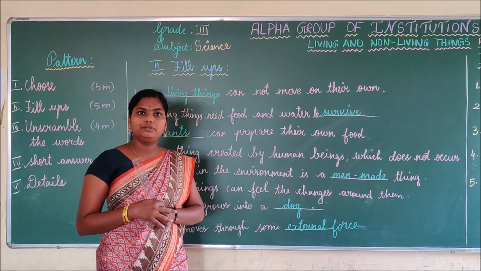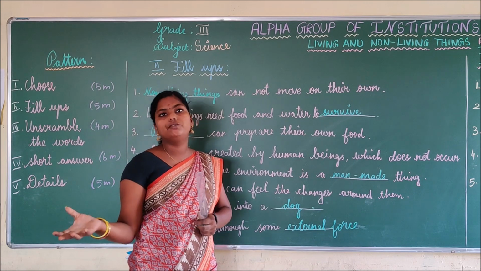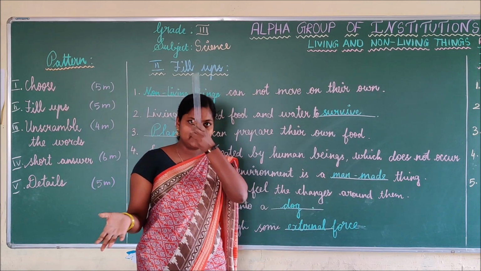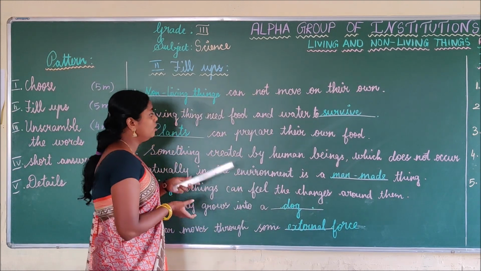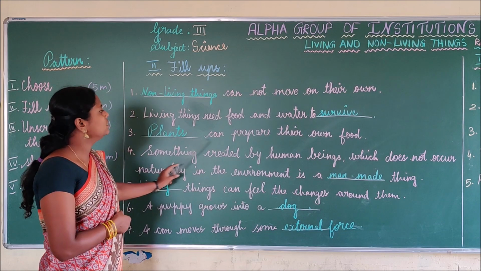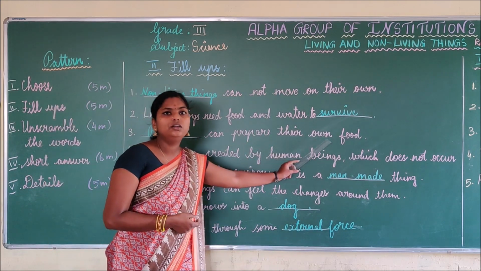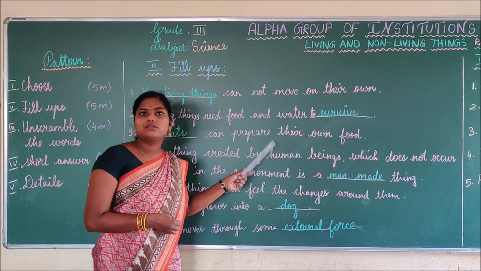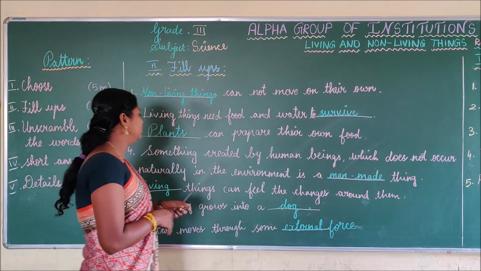Third one, dash can prepare their own foods. So, if we need food, what do we have to do? We have to go and get food from plants and some other animals, like flesh. But here, who will prepare their own food? Yes, plants can prepare their own foods. By the process of photosynthesis, these plants will prepare their own food.